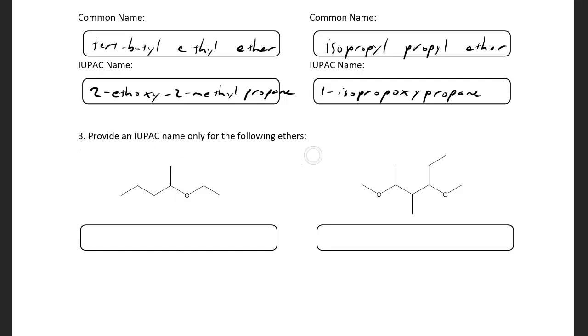All right, for the next ones, when you get more complicated, it's better just to do the IUPAC name for these ethers. So for this one, we have our longest parent chain, our longest carbon chain, 1, 2, 3, 4, 5 carbons. However, I want to start on this carbon. So that is carbon number 1. That's carbon number 1. That's carbon number 2. We have an ethoxy group at carbon number 2. So this is 2-ethoxypentane.